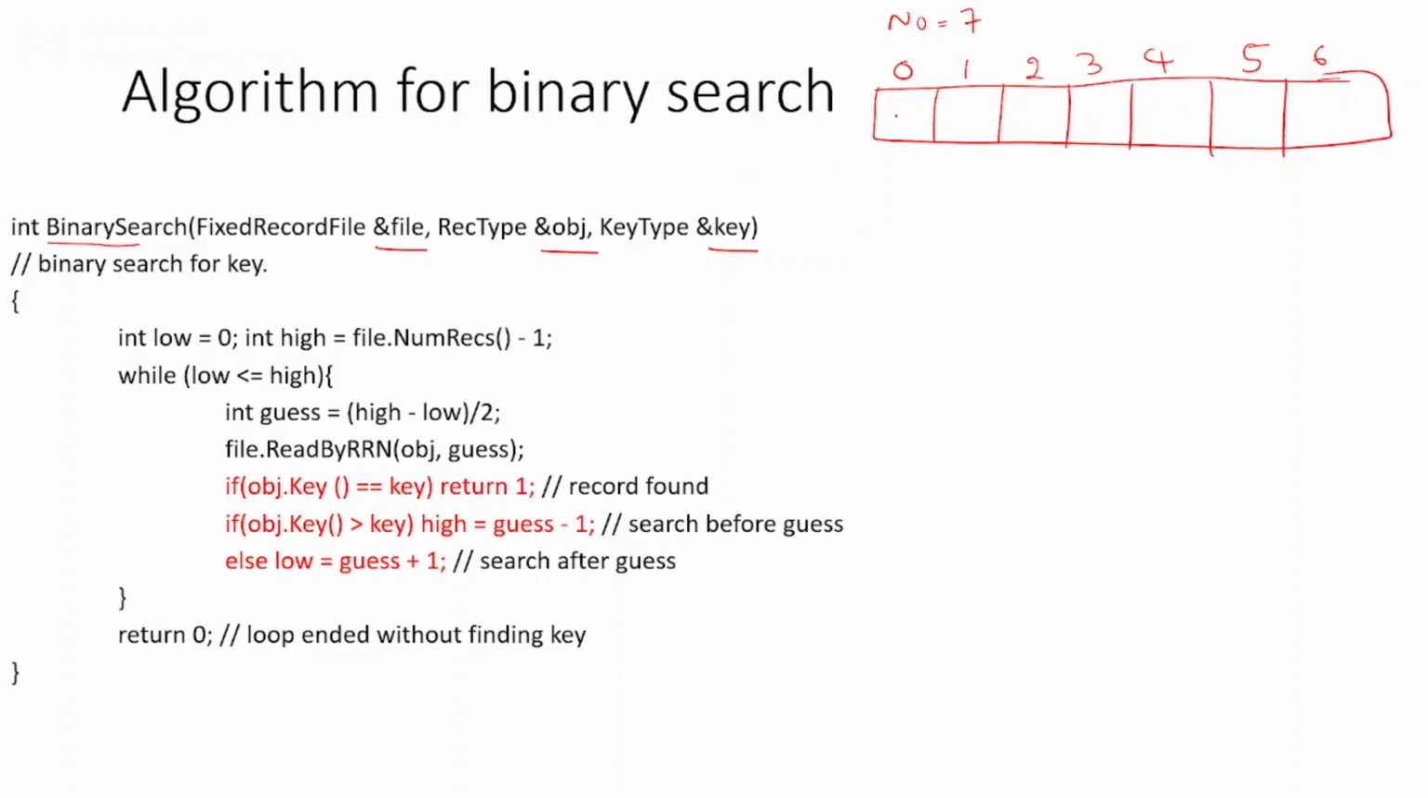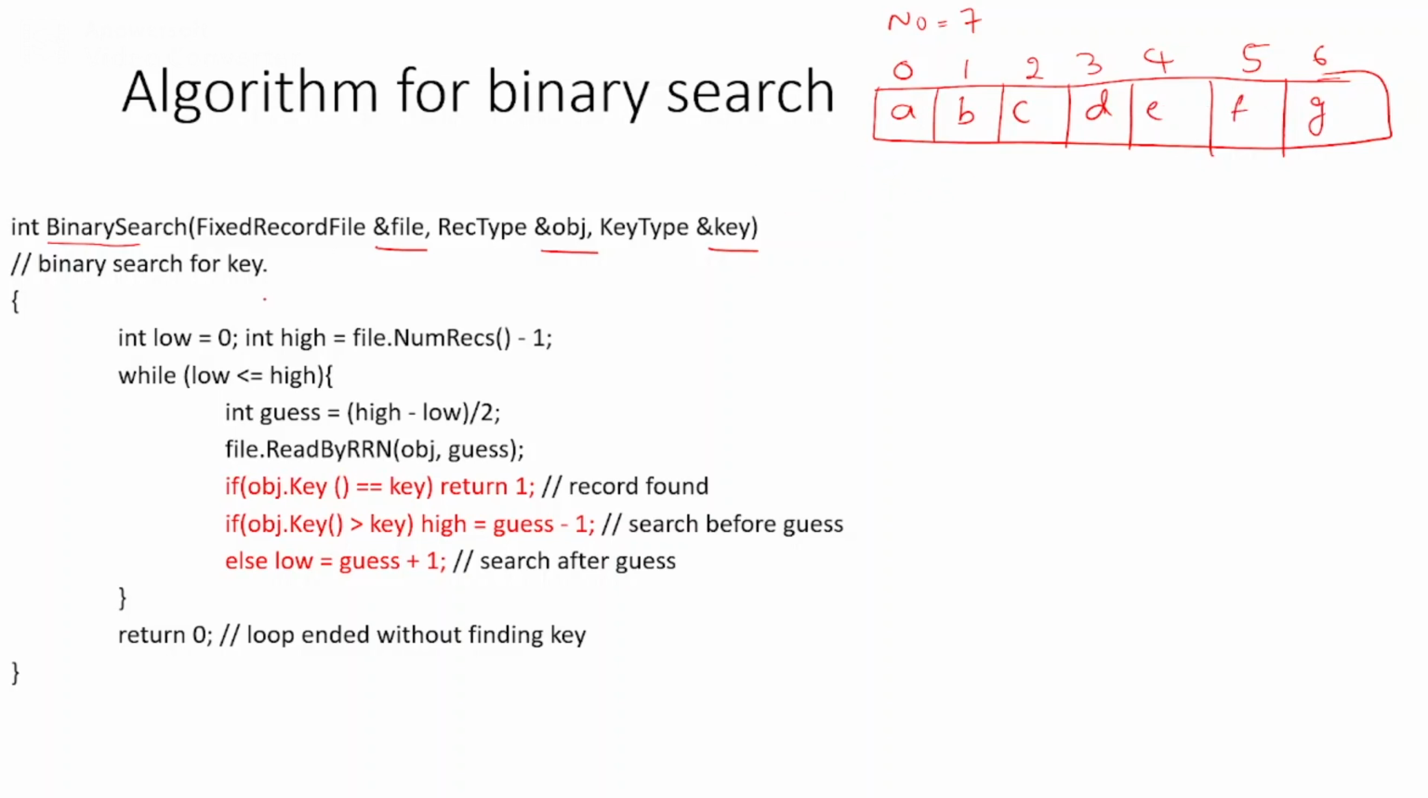Now I will write all the records in ascending order, so that is very important for binary search. So A, B, C, D, E, F, G. These are the records I have, for example.